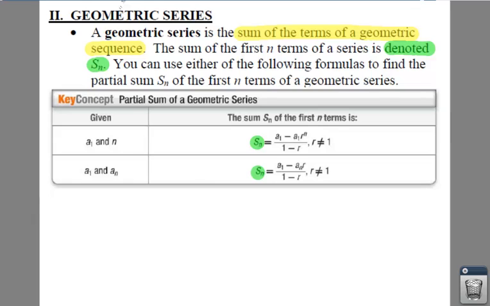So notice here in your first row you are given your a sub 1 and your n. So if you have your a sub 1 and your n, you're going to know what your r is for your ratio. And then you can use this other formula if you have your a sub 1 and your a sub n.